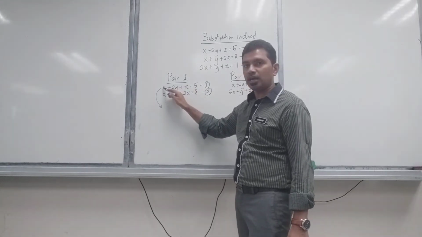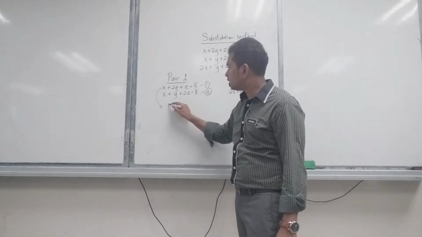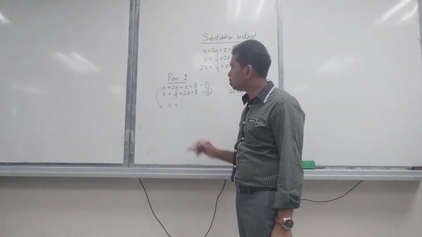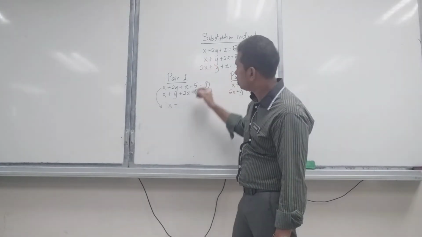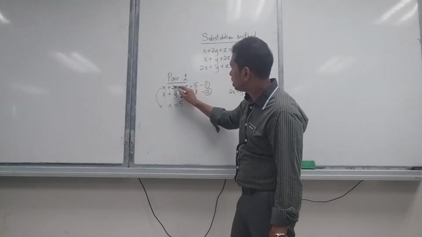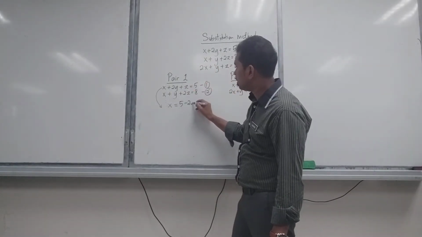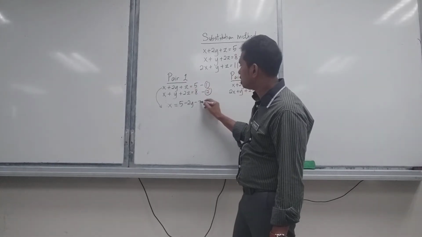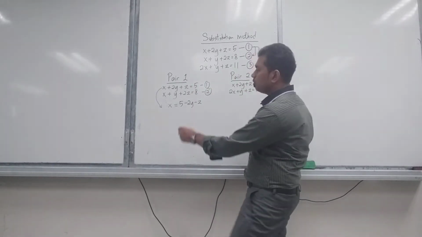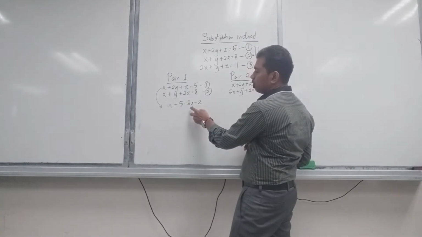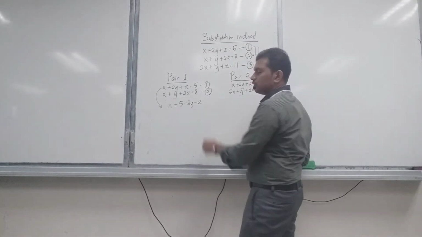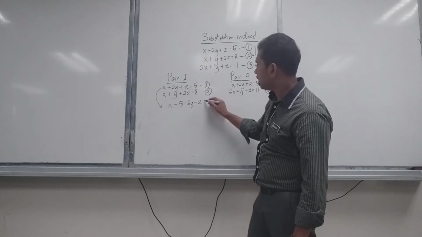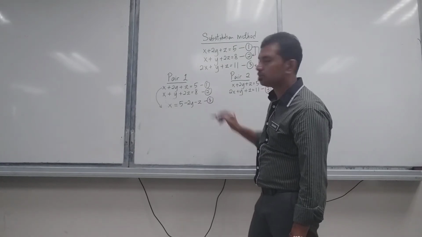Let's say I take X. I can write this one as X equals to, you bring the rest all to your right hand side. So you must write 5, you bring the 2y there, minus 2y, you bring the z there, minus z. You can see now X is in terms of y and z. So we have a constant, we have y, we have z. This one will be our third equation.